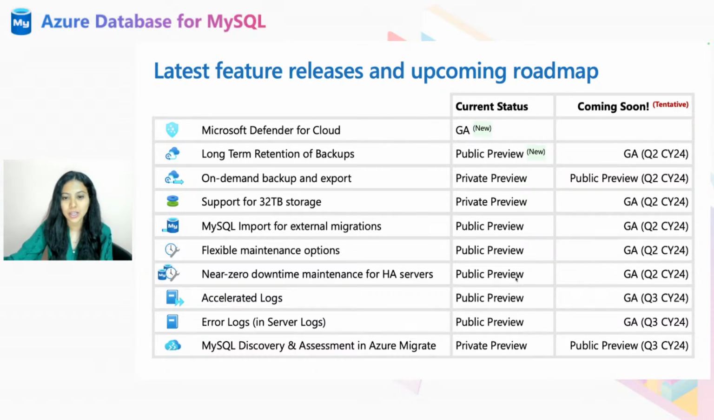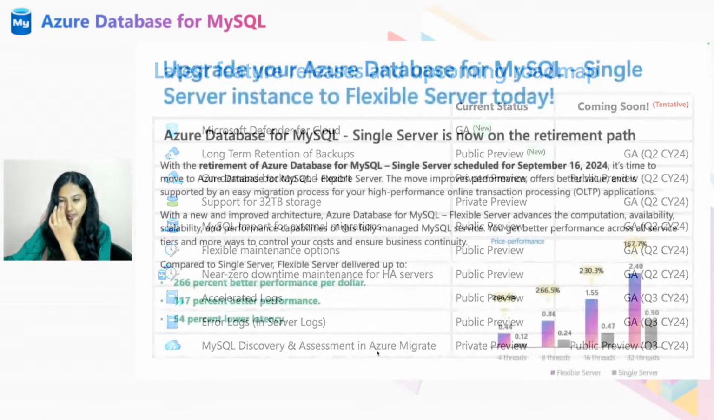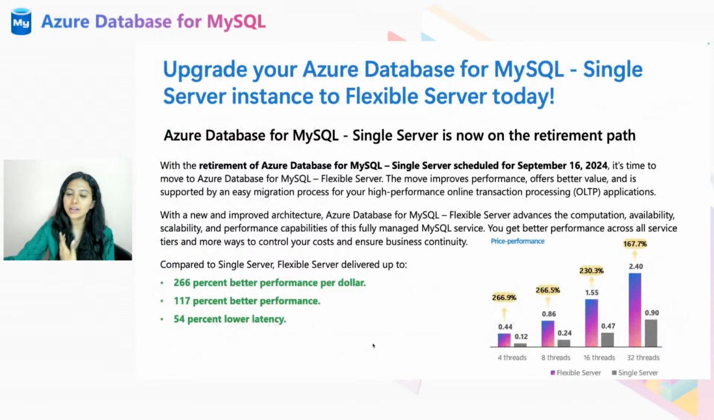Before we close out, I want to leave you with a reminder. Single server will be retiring on September 16th this year. So if you haven't already migrated, please upgrade to flexible server right away. Compared to single server, flexible server actually provides you 266% better performance per dollar, 117% better performance, and 54% lower latency. So all the more reason for you to move to flexible server right away.